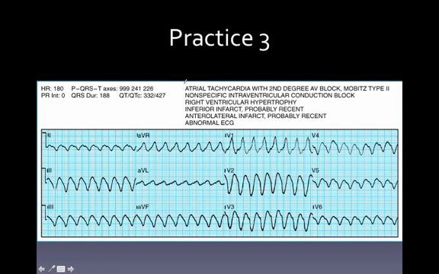This is the Doc in the Box's version of what's going on. This person is in VTAC, rate greater than 180 beats per minute, QRS duration greater than 0.12 or 120 milliseconds, and a QRS axis of 241 degrees in ERAD quadrant. The machine comes up with atrial tachycardia with second-degree AV block, Mobitz type 2, non-specific interventricular conduction block, right ventricular hypertrophy, inferior infarct, probably recent, anterior lateral infarct, probably recent, abnormal EKG. It got one thing right. Abnormal EKG.